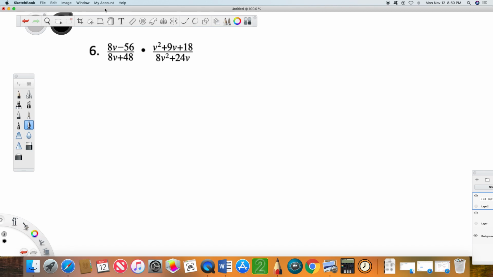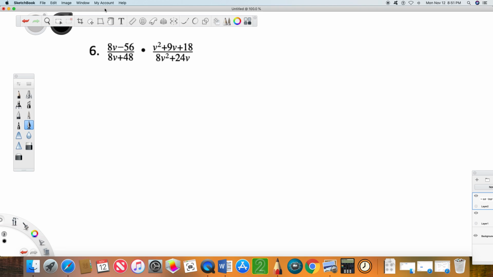Let's take a look here at problem number 6. We have two rational expressions. We want to multiply them together to write our answer in lowest terms, and we also want to state any restrictions. With the type of problems we're working with, restrictions mean that we do not want to have division by 0. Division by 0 is undefined, so our denominator can never equal 0.